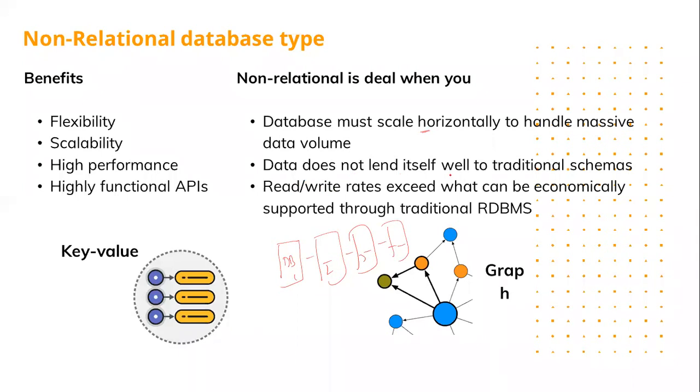Data does not lend itself well to traditional schemas, and the read-write rate exceeds what can be economically supported through a traditional RDBMS. So when compared to a relational database management system, the non-relational database can handle more reads and writes. It can handle even huge amounts of data if you scale horizontally.